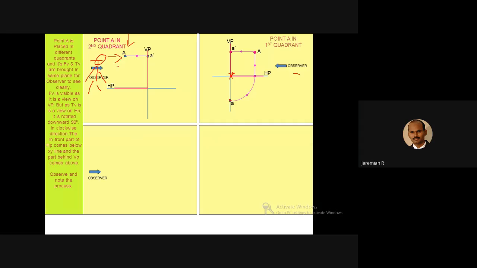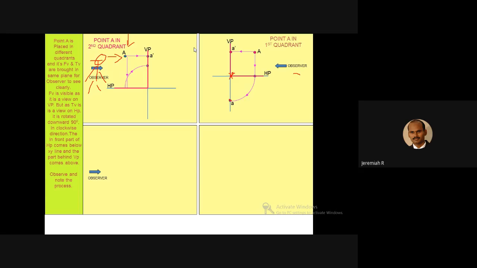For example, if there is a circle, what do you get? You just see from the top, you'll get a circle. When there is a rectangle, you'll get a rectangle. So here we got point A dash as the front view. For the top view, you'll get point A.